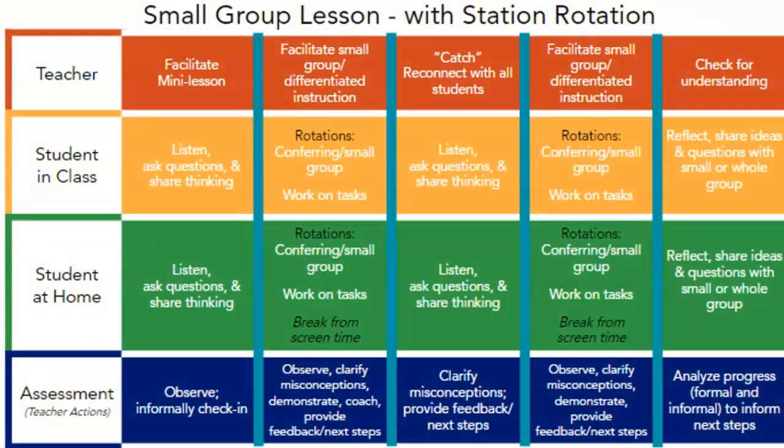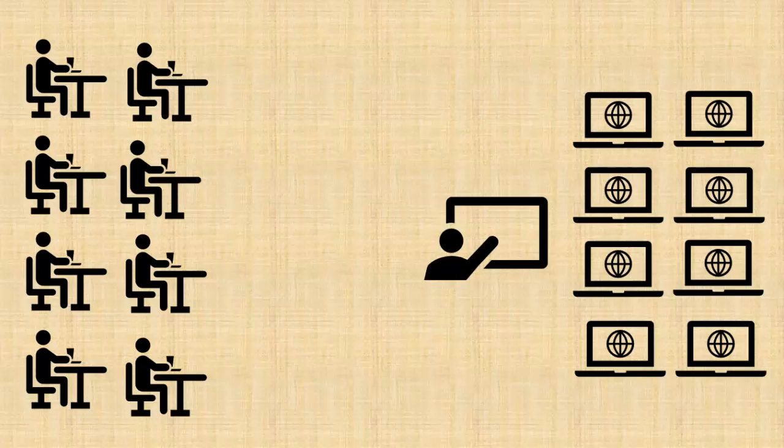This chart lays out teacher, in-person, and virtual student actions during a station rotation lesson. You'll notice that while the virtual students are doing the same thing as the in-person students, they are not doing it at the same time. Additionally, the teacher is part of a station within the rotation to allow for small group instruction and remediation. The work can be interactive or independent depending on the station.